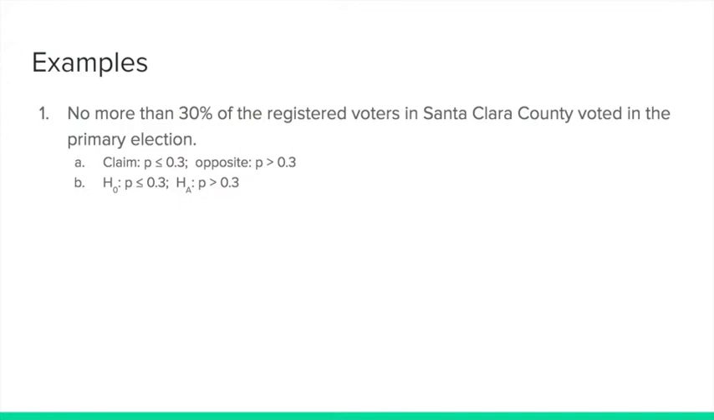Then, looking at those two statements, you decide which one has equality. That one becomes the null, and whichever one doesn't have equality is the alternative.